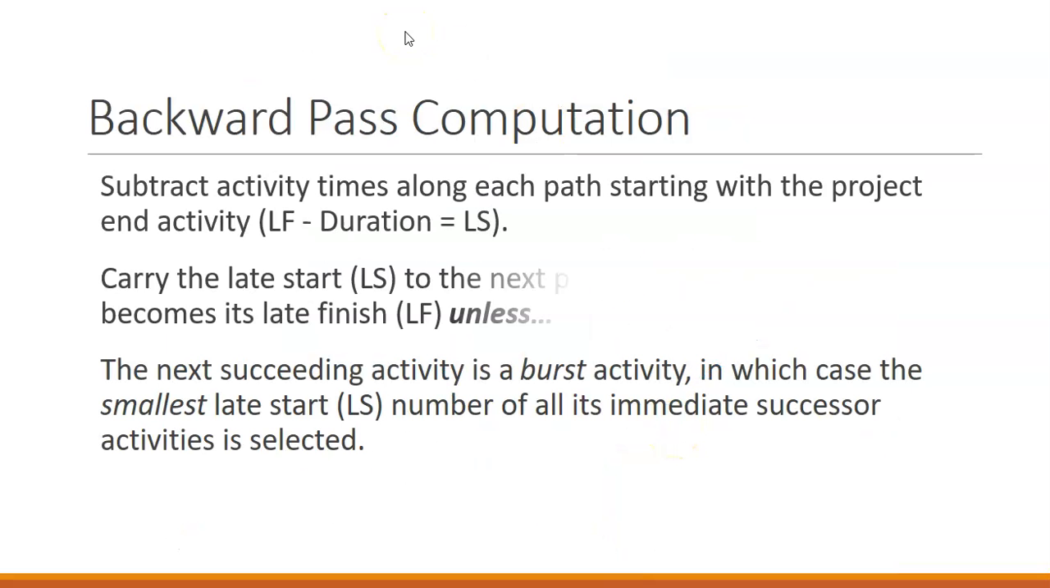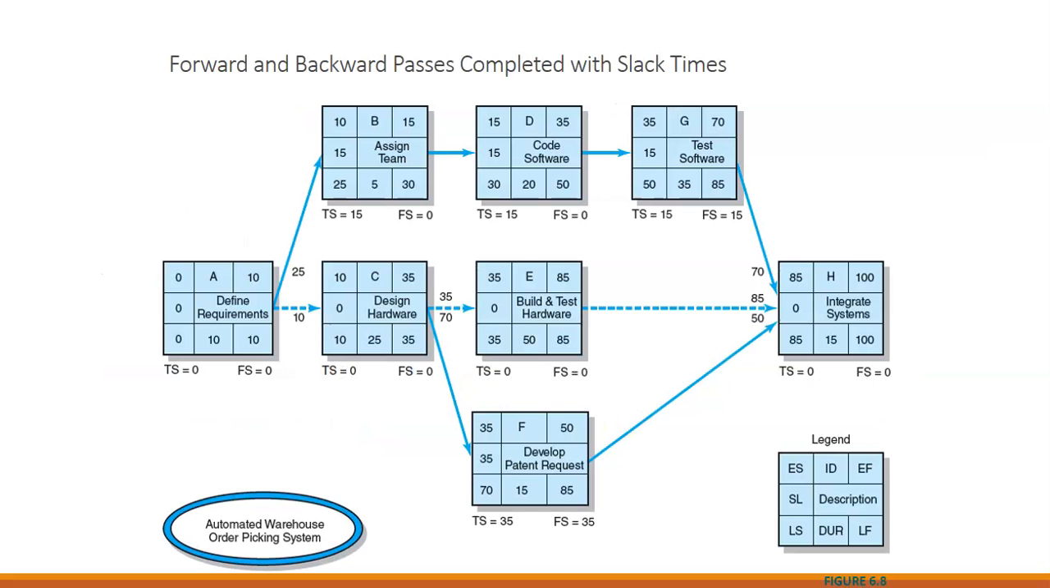So with our backward pass computation, we're going to subtract activity times along each path, starting with the project end activity, where our late finish minus the duration equals our late start. If we have a succeeding activity that is a burst activity, then the smallest late start number of its successor activities is selected. And we're going to do some examples. I'm going to post an example video where we walk through these calculations.